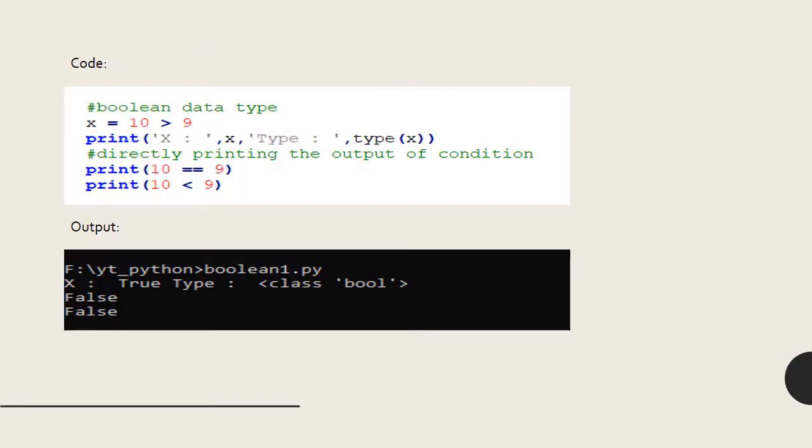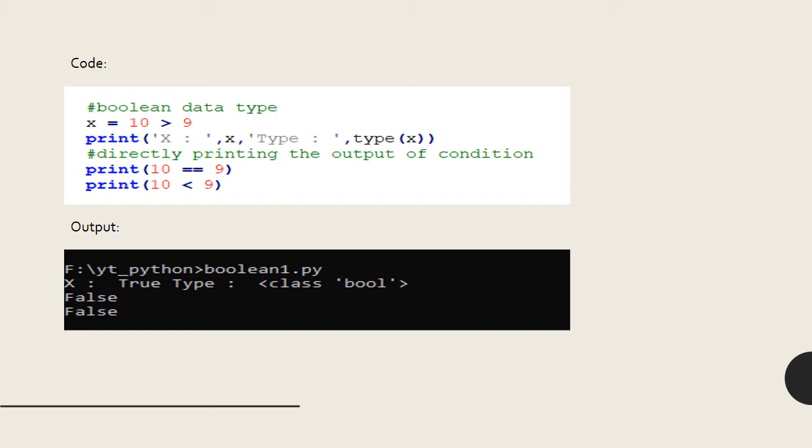Now in this code I wrote a condition, 10 is greater than 9. After evaluating whether 10 is greater than 9 or not, Python will store that answer in the variable x, and then print the value of x and the type of x. You can see that 10 greater than 9 gives the answer true, because 10 is greater than 9. So you get x equal to true, and it has the boolean data type, as you can see in the output.